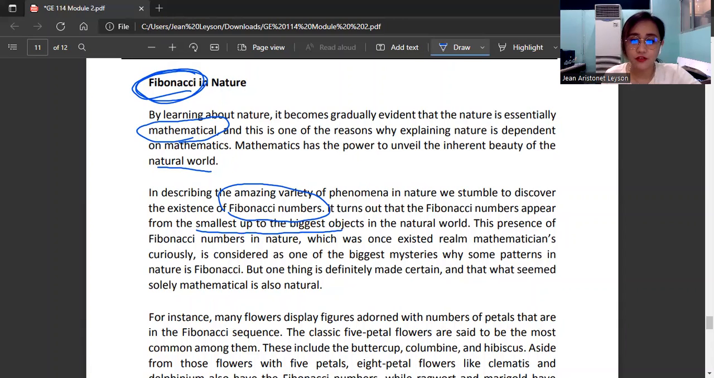This presence of Fibonacci numbers in nature, which once existed in the realm of mathematicians' curiosity, is considered one of the biggest mysteries: why some patterns in nature are Fibonacci. But one thing is definitely certain: what seemed solely mathematical is also nature.